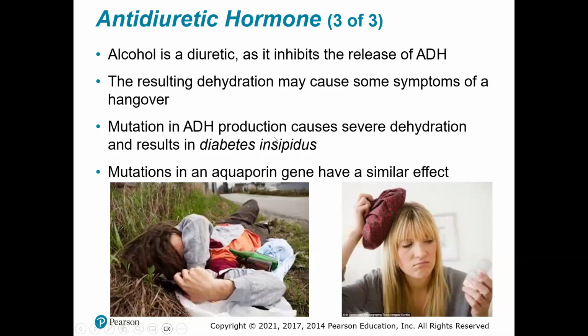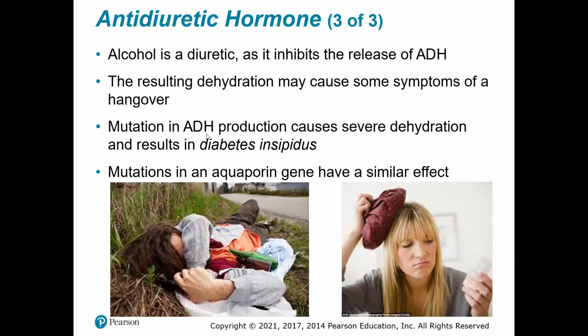All right. Now, alcohol is a diuretic, which means that it actually makes you pee because it inhibits ADH. That's why people who drink alcohol tend to pee a lot more. It's not because alcohol is good for your kidneys. It's because alcohol actually dehydrates you.